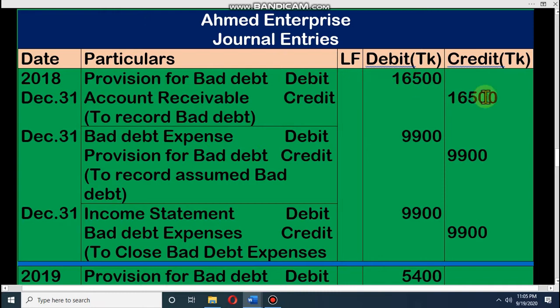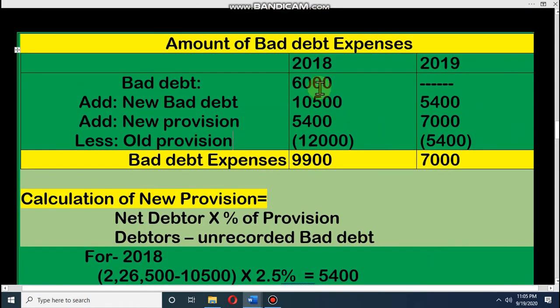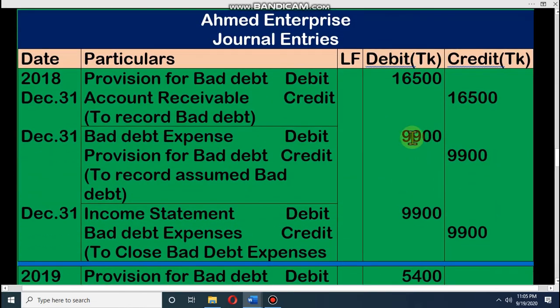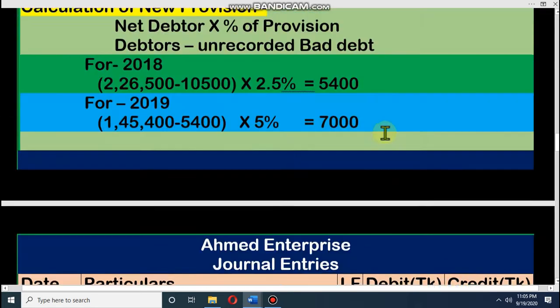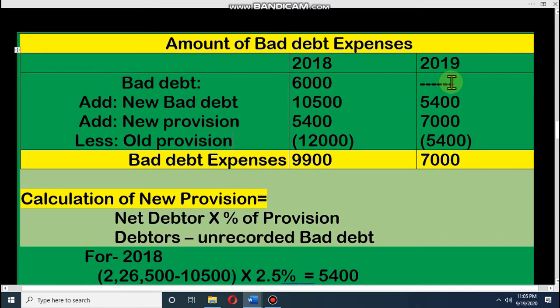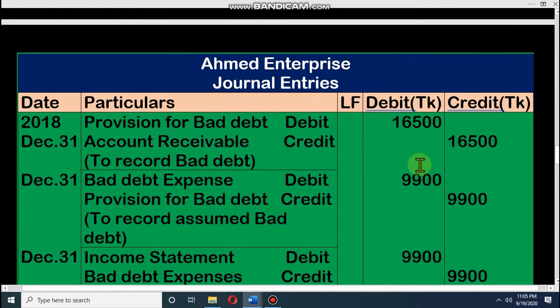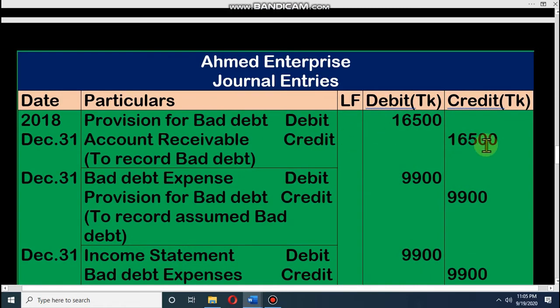Now, what will be the amount? The provision to record bad debt is old bad debt plus new bad debt. Look at the first math: old bad debt 6,000, new 10,500, so 16,500 for 2018. For 2019, it is 5,400, because old bad debt is 0 and new bad debt is 5,400. So the addition of these two is 5,400, and here the addition of these two is 16,500. So for the first journal, 16,500 is the amount.